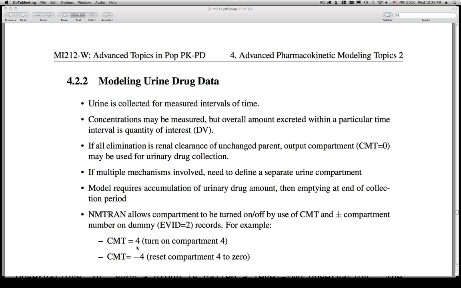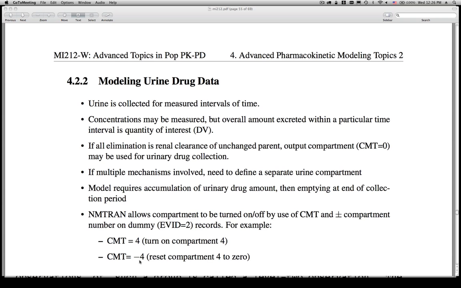Well, what we want to do at the end of the urinary collection is to reset that collection amount to 0. And the way that we do that is we specify another data record, again with event ID 2, at the time of the termination of the urinary collection interval, where CMT is equal to -4. And this designation of a negative compartment number simply means to reset that one specific compartment to 0. This is a very handy feature in NMTran for dealing with resetting single compartments.